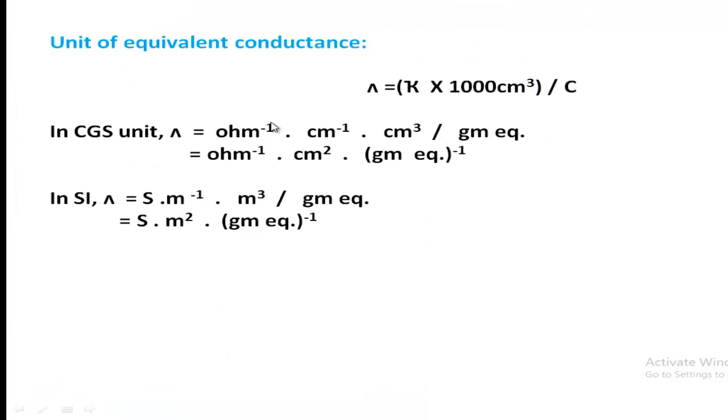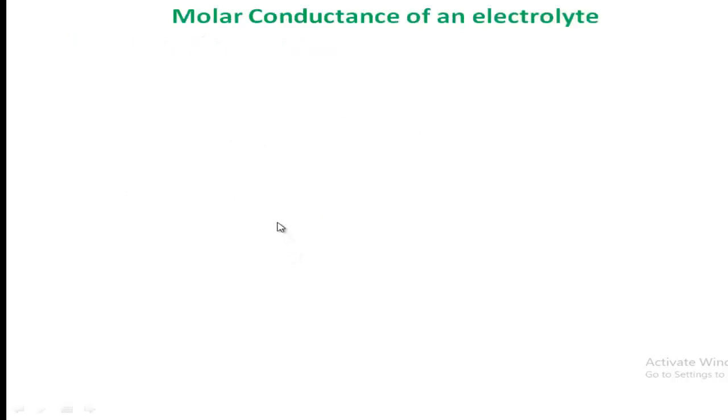Now the unit. In CGS unit, the unit is kappa per ohm per centimeter and centimeter cube divided by gram equivalent. Simplifying the units, finally we will get per ohm centimeter square per gram equivalent. And in SI unit, equivalent conductance equals Siemens meter square per gram equivalent mass. Now molar conductance of an electrolyte.